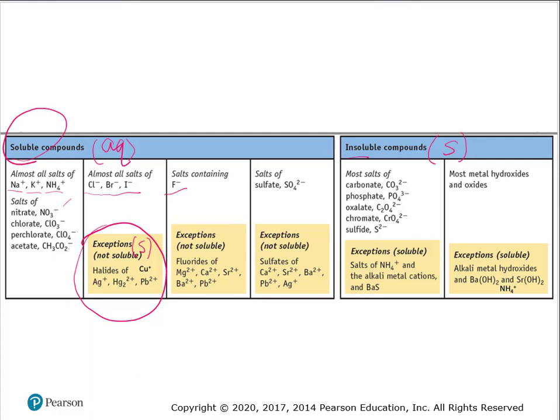Most fluorides are, except there's a few exceptions. Most sulfates are, and there's our exceptions. Now, most carbonates, phosphates, oxalates, chromates, and sulfides are not soluble. Now, there are some exceptions. If it was ammonium carbonate, or any of those alkali metals in the first group, and barium sulfide is an exception as well.